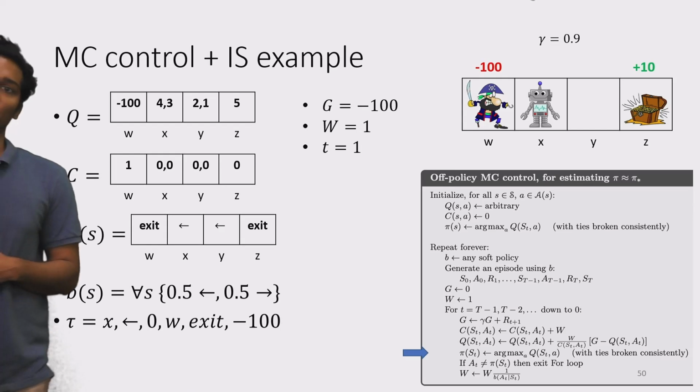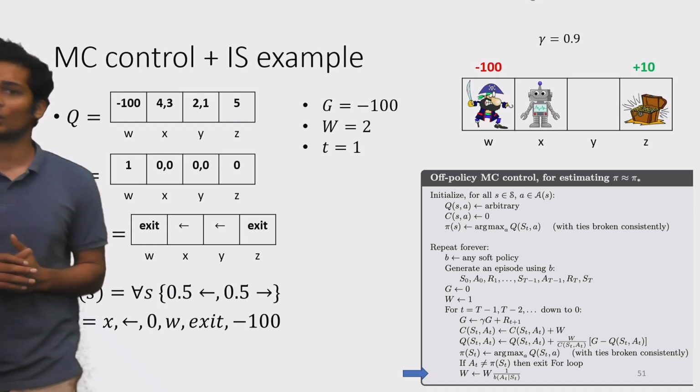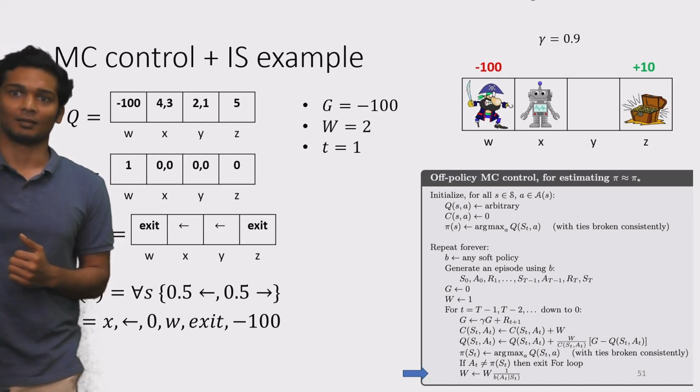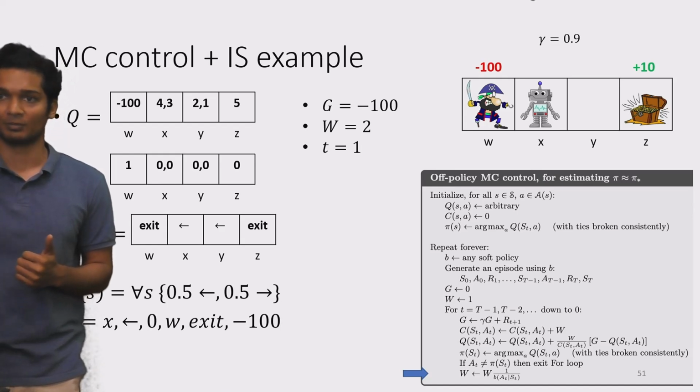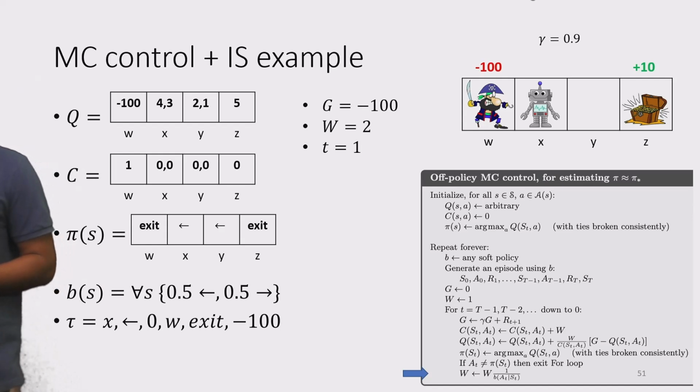Yeah, so this should be for state W. There's only one action anyway, so that'll remain unchanged. And then we missed a condition here. If A_t is not equal to this state's action... here our action was to exit, and our new policy's action is also to exit. Since they are the same, we would not exit the for loop. We just update our importance sampling ratio.